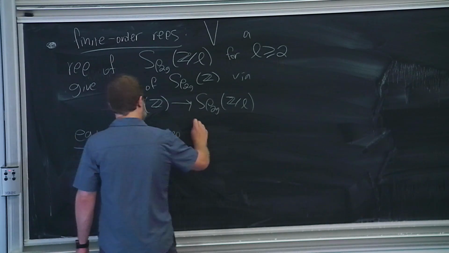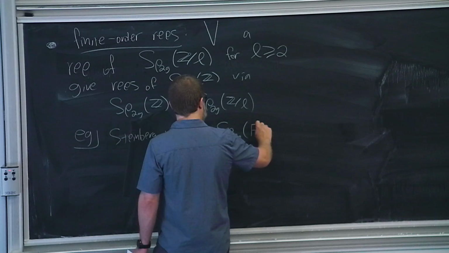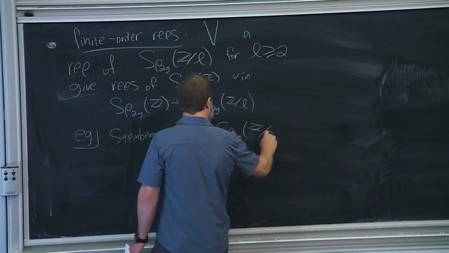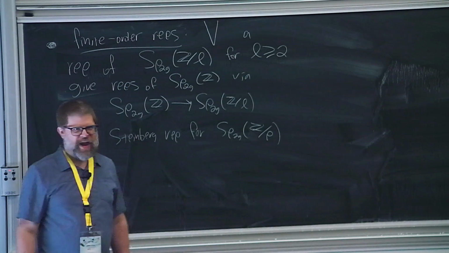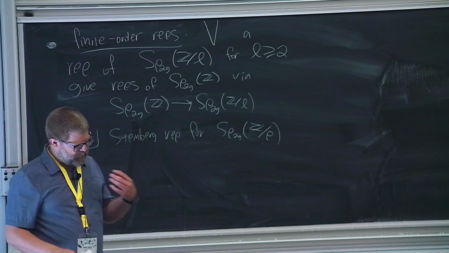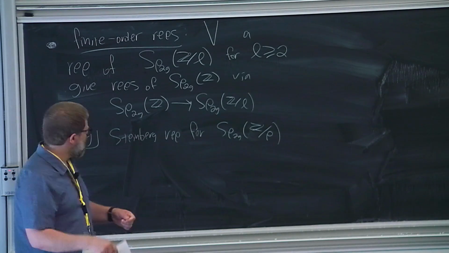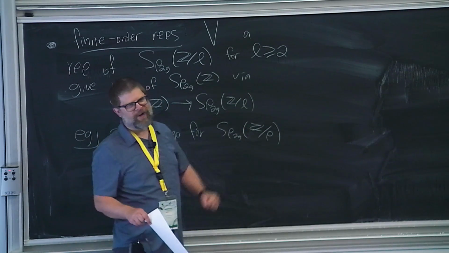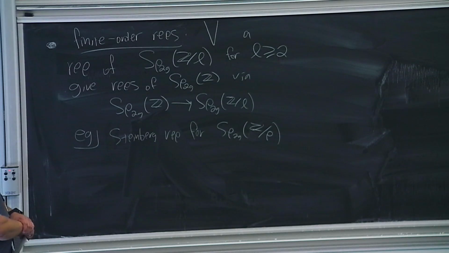So the Steinberg rep for Sp_2g of F_p, I'll say Z mod p, p a prime, such a thing exists. These are the Sp analog of what I did last time. Instead of taking flags of subspaces of your field to the n, here you take flags of isotropic subspaces of Z mod p to the 2n, or 2g in this case. That's one thing you can do.